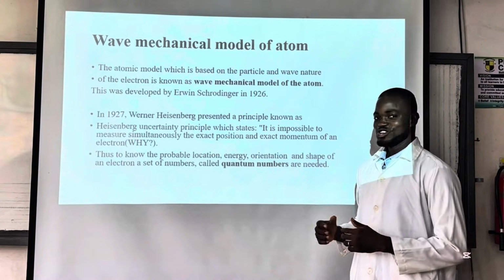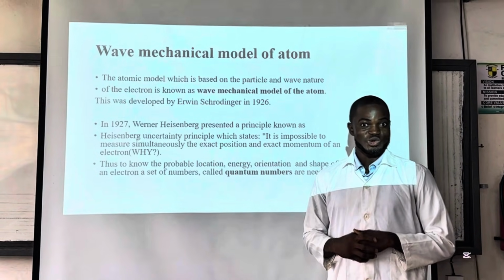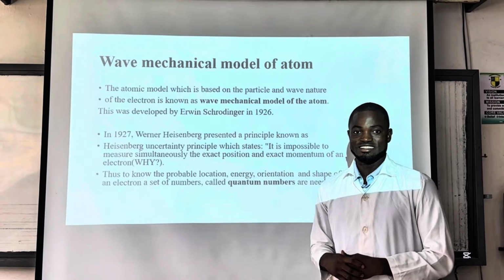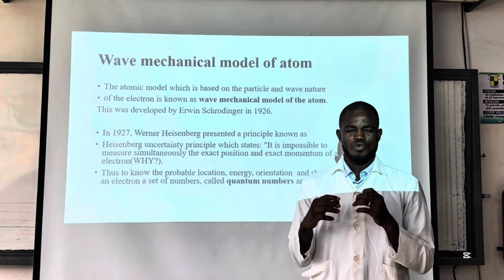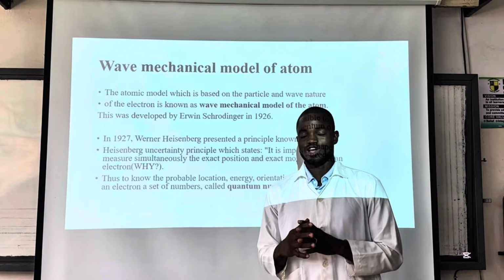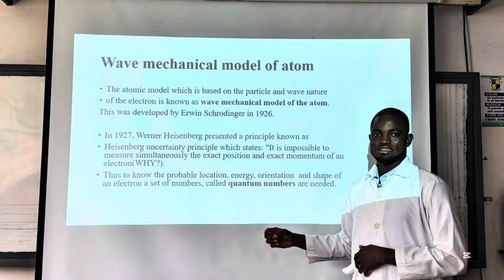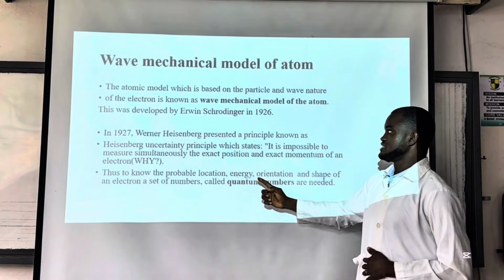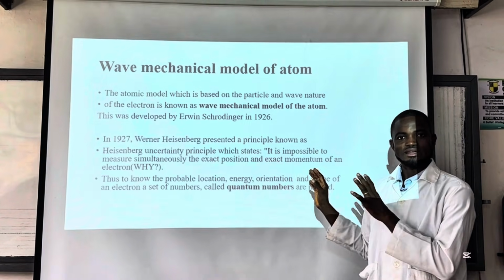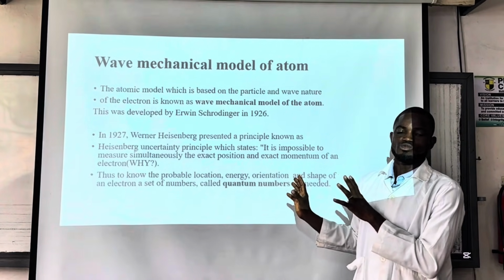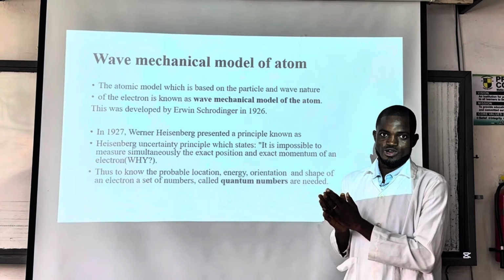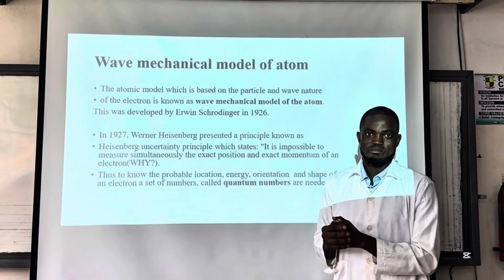And therefore, to be able to describe an electron's location, orientation, and energy, we need a set of numbers that we call quantum numbers. These numbers are mathematical calculations that were developed by Erwin Schrödinger. But that is beyond the scope of this video. We are just moving on to what quantum numbers gave us.